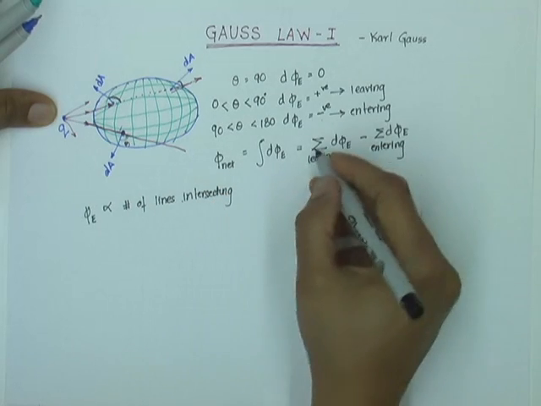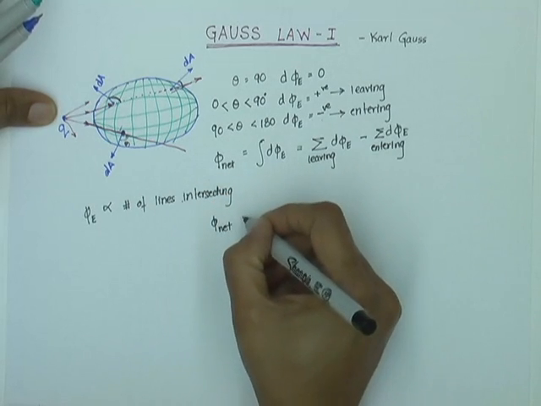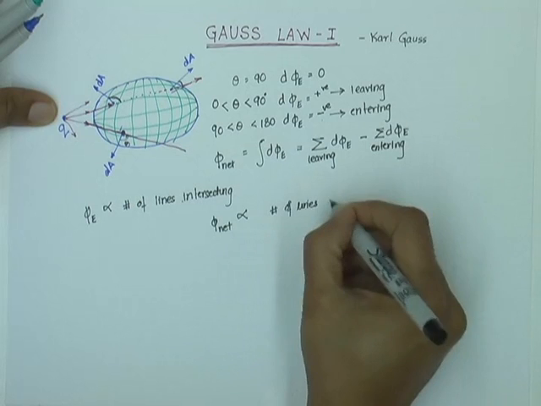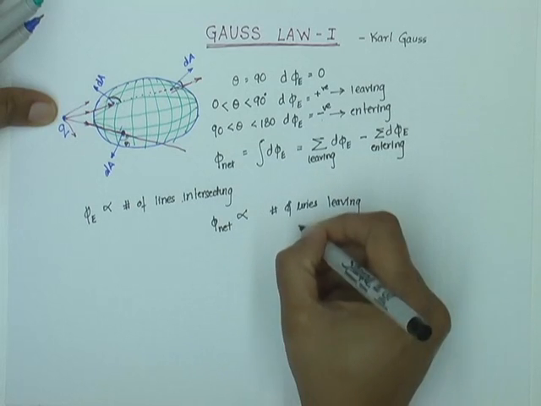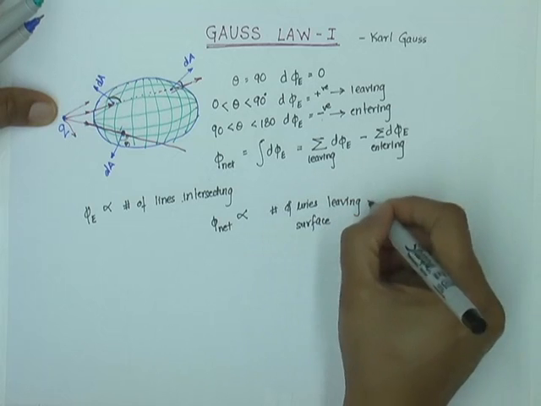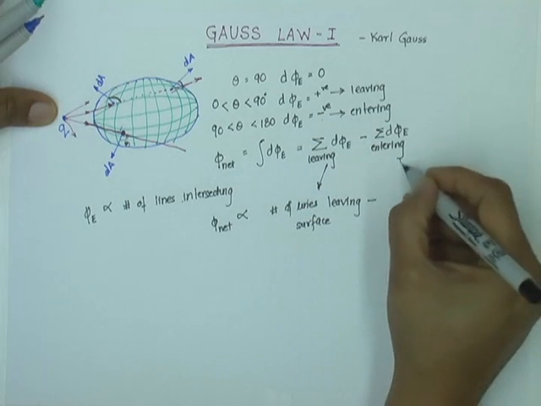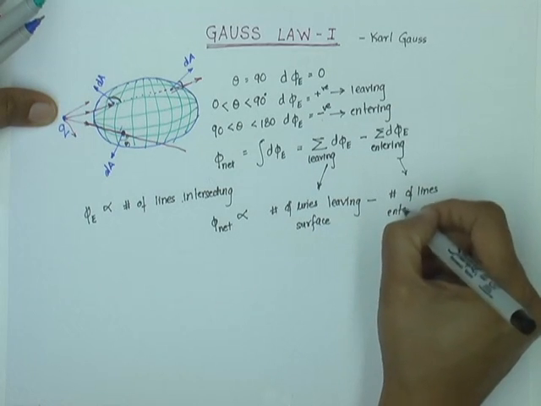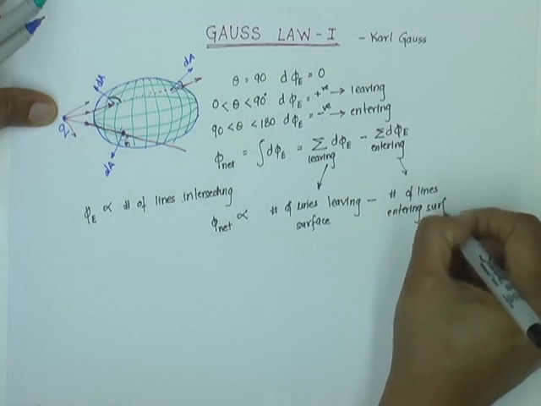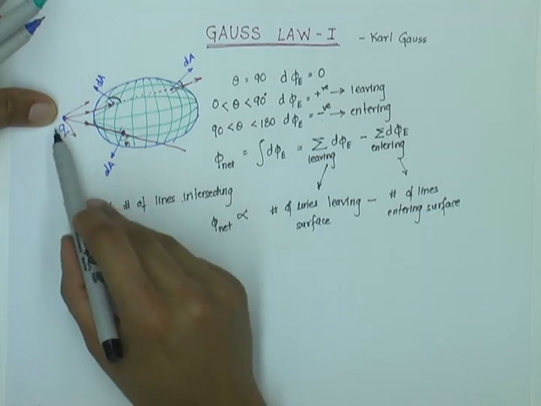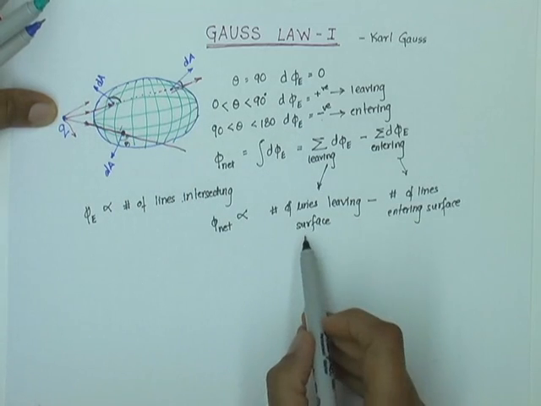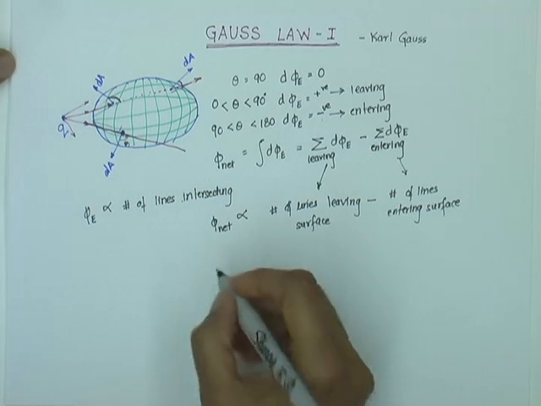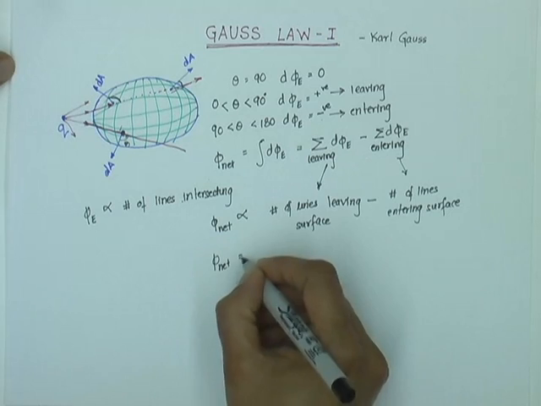And so I can write my phi net as being proportional to the number of lines leaving the surface minus the number of lines entering the surface. And as we discussed, if a line is entering the surface, it must leave the surface. So the number of lines leaving the surface is equal to the number of lines entering the surface. So what we get is that my phi net is equal to 0.